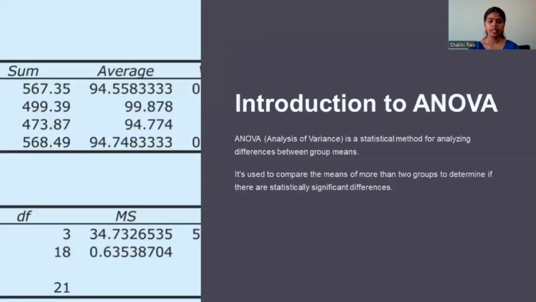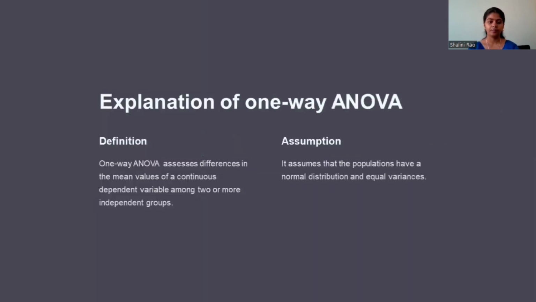Starting with the introduction, ANOVA, analysis of variance, is a statistical method for analyzing differences between group means. It's used to compare the means of more than two groups to determine if there are statistically significant differences.